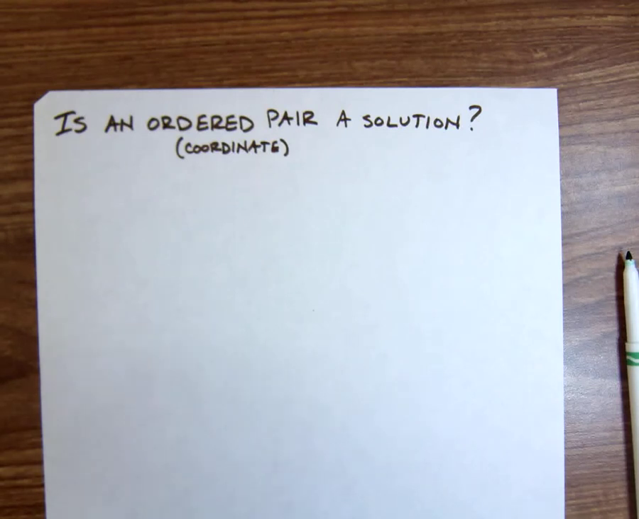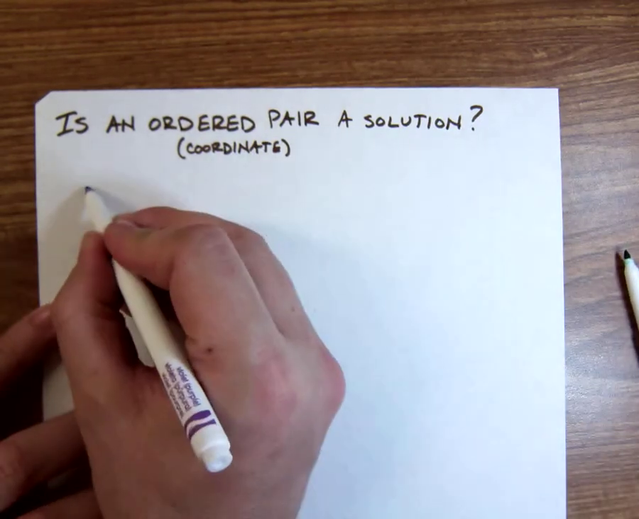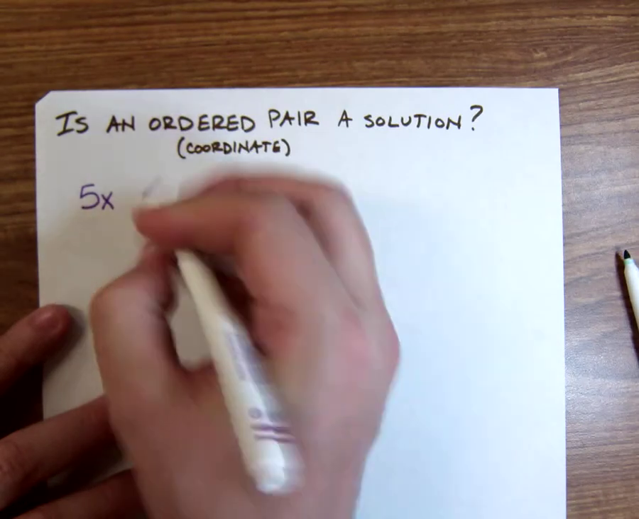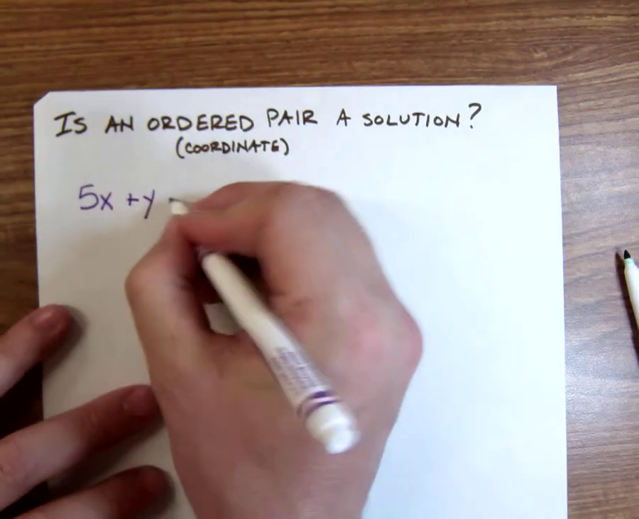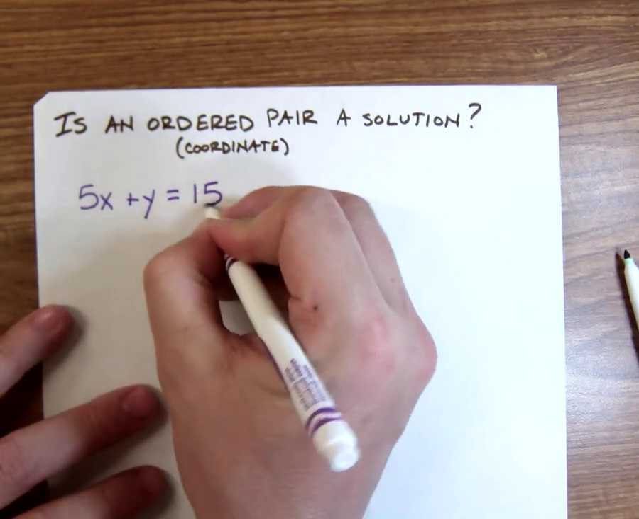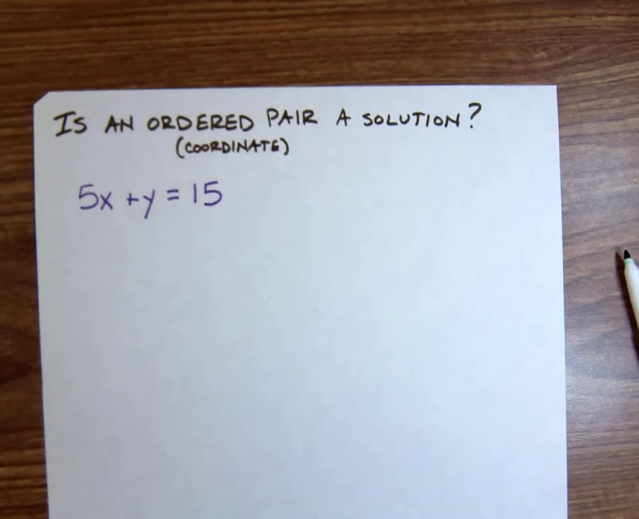Now, when I say, is it a solution, yes or no, here's what I mean. I'm going to give you an equation. Something like that. Now, I'm going to tell you right now, our goal by the end of the night is for you to be able to take that 5x plus y equals 15 and graph that on a Cartesian plane. That's our goal. By the end of the night, you'll be able to do that. We'll see how it goes. So, before we get there, though, confidence, you got this.